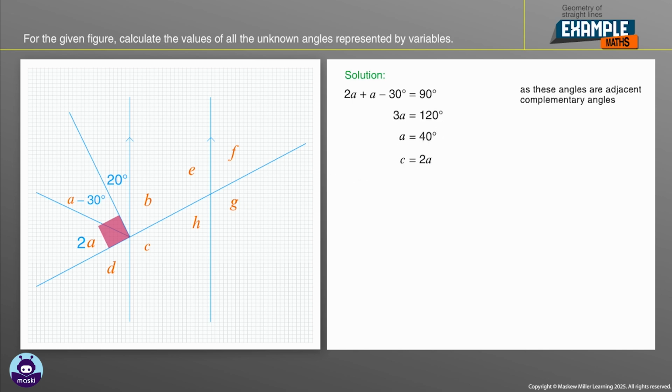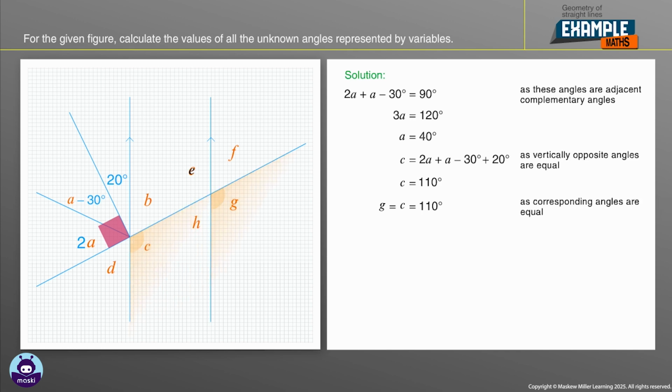C equals 2a plus a minus 30 plus 20, as vertically opposite angles are equal. Substituting the value of a, we get C equals 110 degrees. G equals C equals 110 degrees, as corresponding angles are equal. E equals C equals 110 degrees, as alternate angles are equal. B equals 180 minus 110 equals 70 degrees, as co-interior angles are supplementary.